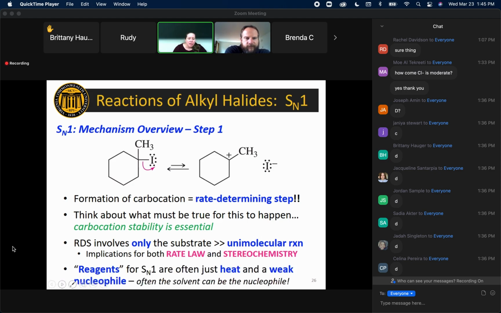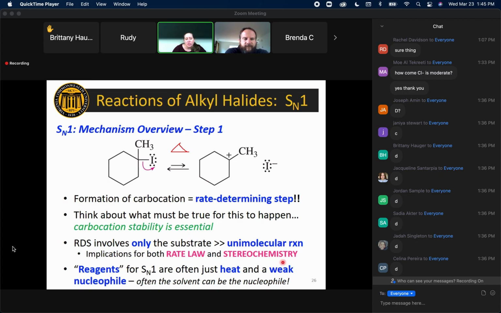You guys might be asking yourself, well, why would this bond just break? Usually you're thinking about a molecule as just sitting around doing nothing, and when you have a reaction, you usually have to have a reagent to make that reaction go. So in the SN1 case, the reagents for this reaction are often just heat, which you'll sometimes see demonstrated as a triangle over the arrows, or written out as the word heat, and a weak nucleophile.